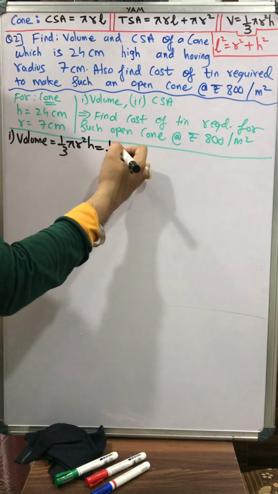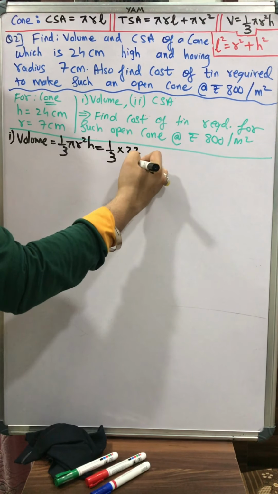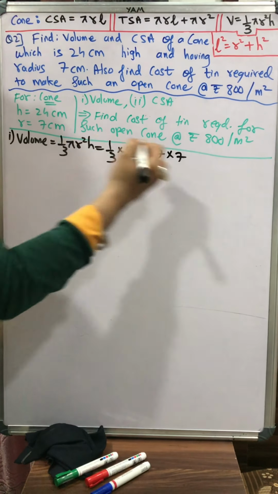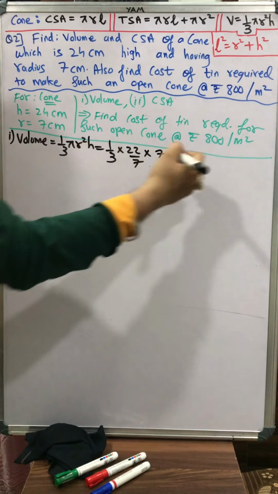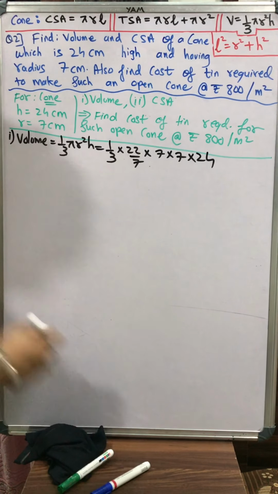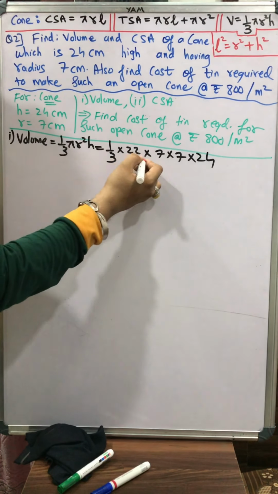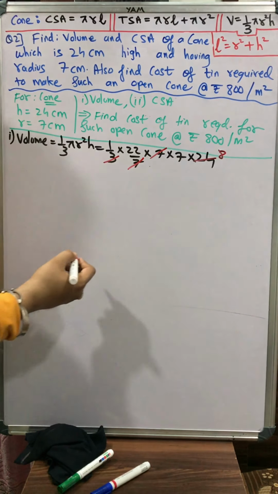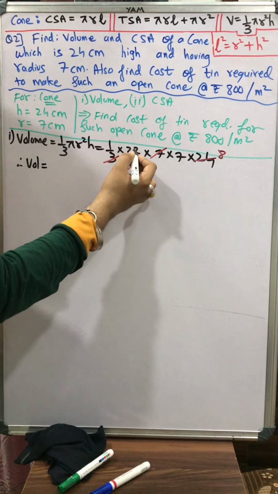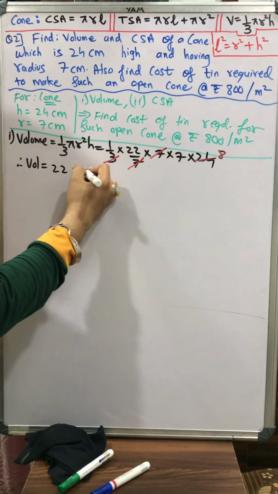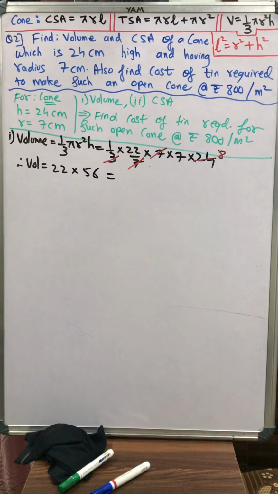Is equal to 1 upon 3, as it is 1 upon 3. Pi will be 22 upon 7 multiplied by r square. R is 7 into 7, because r square. Into h. H is how much? H is 24 centimeter. Now let's do the cancellation, students. 7 cancels. 3 ones are 3, 3 8s are 24. Volume is equal to 22 multiplied by 7 8s are 56. So volume will be 22 multiplied by 56.